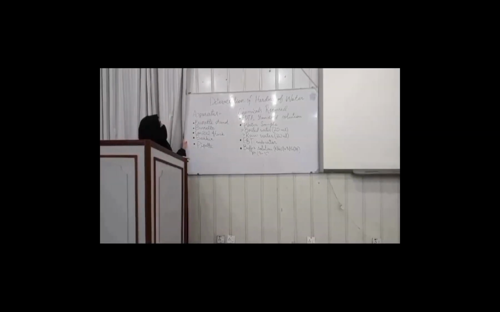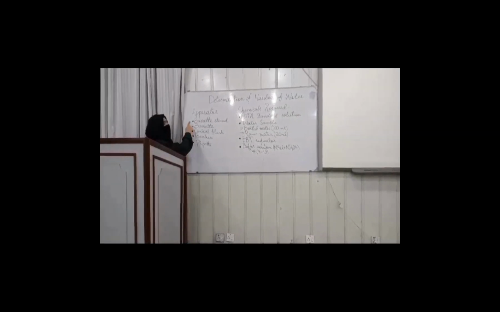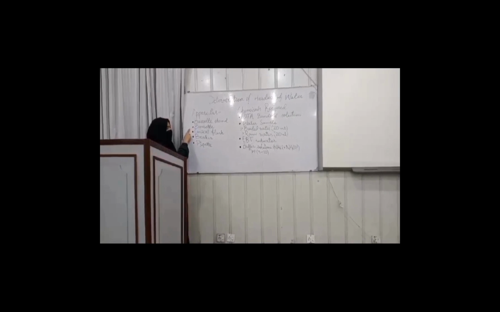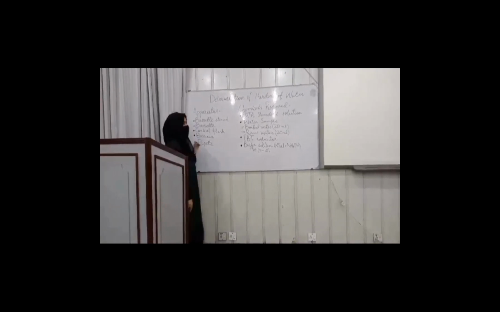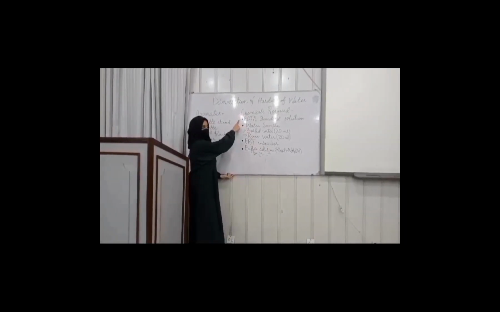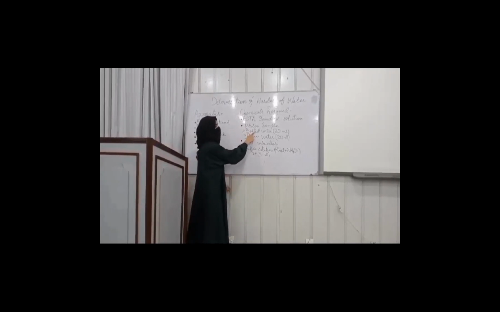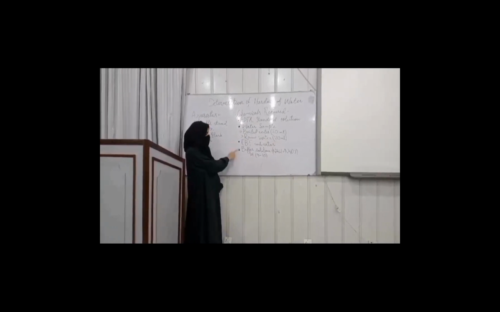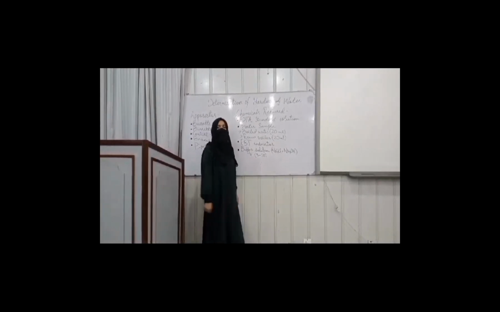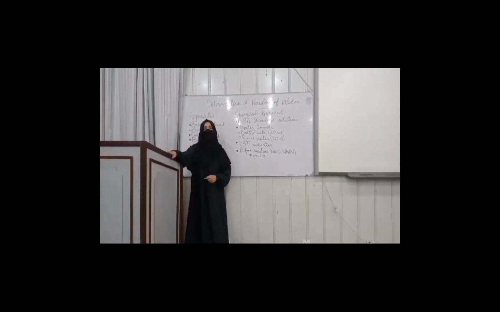The apparatus required for the determination of the hardness of water are burette stand, burette, conical flask, beaker and pipette. The chemicals required are EDTA standard solution, water sample, boiled water 20 ml, raw water 20 ml, EBT indicator and the buffer solution, which is ammonia buffer whose pH is 9 to 10.